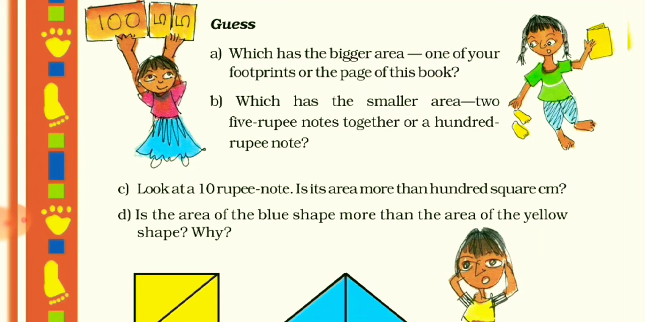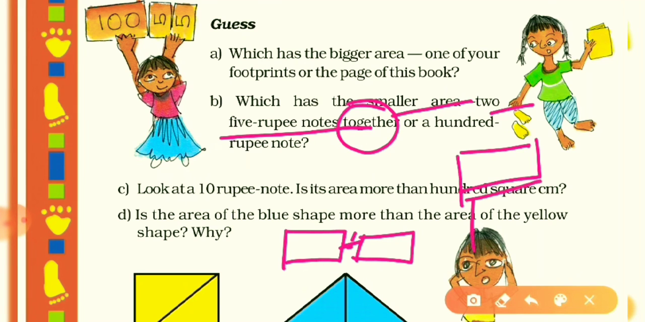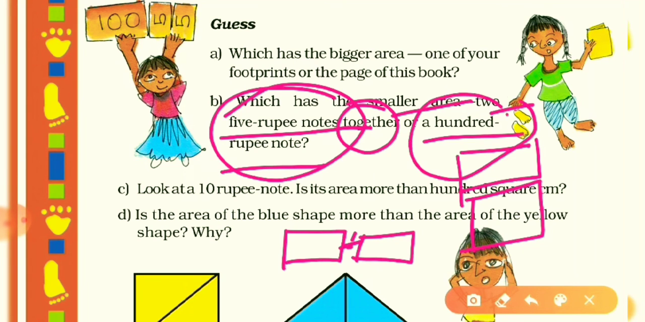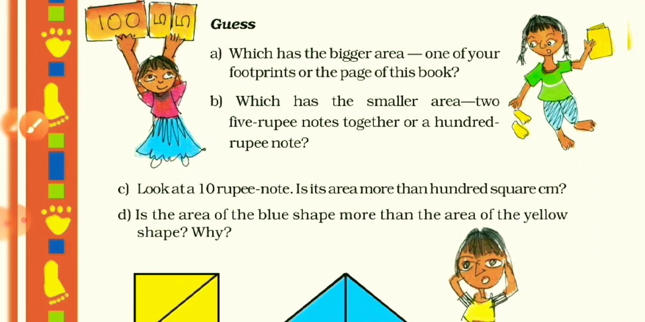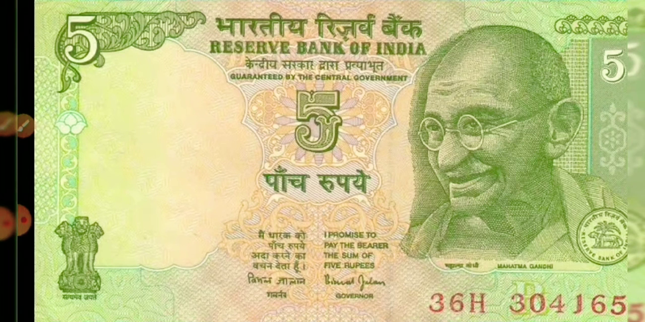Now come to B, which has the smaller area? 2 five-rupee notes together, okay, means you have to paste the 5 rupee notes one by one like this, okay, and these sides will be joined, or you can put them up and down. Now or a 100 rupee note, so which has a smaller area? So for that we have to find the area of 2 five-rupee notes and the area of a 100 rupee note. Okay, so let's find out. First, I want to show you a 5 rupee note, okay, that you have seen.